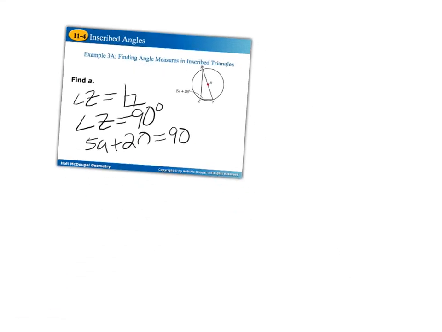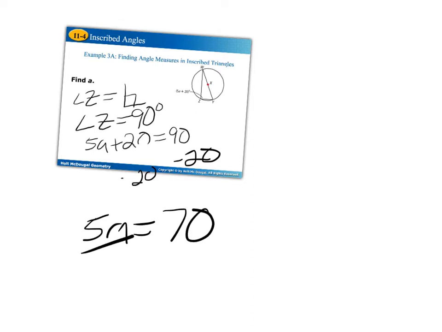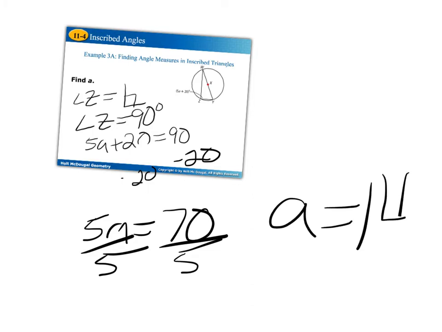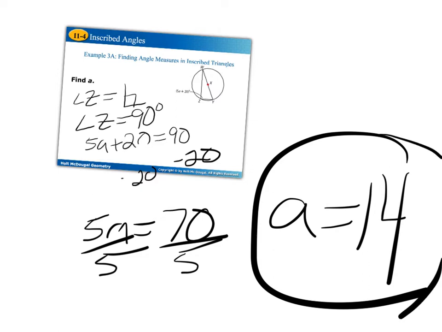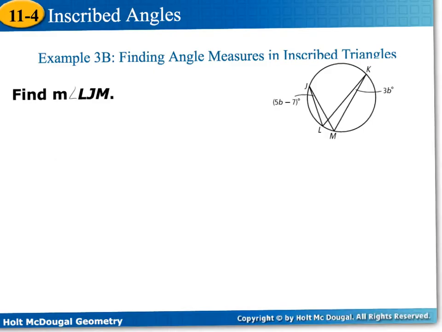Let me do a little solving, subtract my 20. 5A equals 70. Divide by 5, divide by 5. A equals 14. Am I done? I am done because all they did is ask for A. They didn't ask for this angle, Z. They didn't ask for W, Y, or X. They just asked for the variable A. We did that.